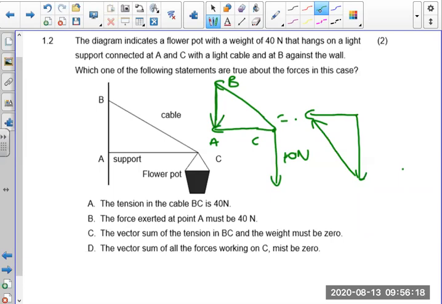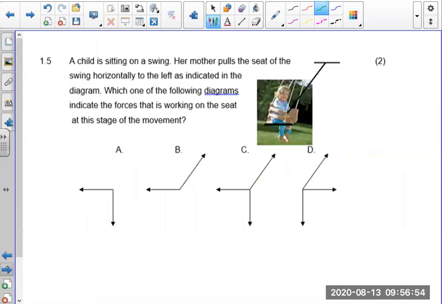So in this case, we're going to say the vector sum of all the forces working on C must be 0. That's right. And then the vector sum of the tension in BC and the weight must be 0. But it's not the vector sum in BC. It's the y component of BC. This one. The y component of BC is going to be the same as the weight. So it can't be C, it must be D, because it's a closed triangle, therefore the net force is going to be 0. Okay. Then all the forces are in equilibrium.